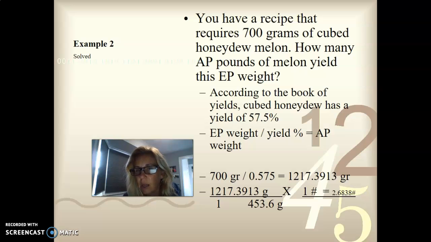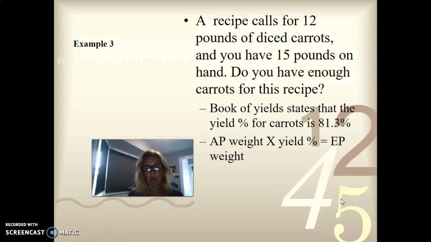1,217.3913 grams. But the problem asked for pounds, so let's go ahead and convert that amount of grams to pounds by using our bridge method. And when we do that, we get our answer of 2.6838 pounds.